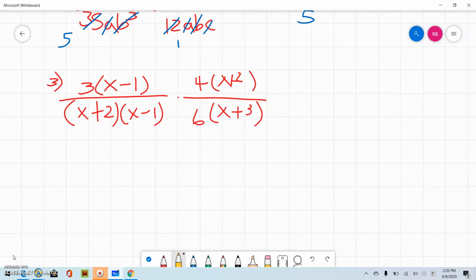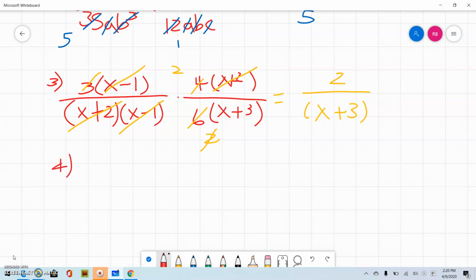So let's cancel. 6 and 3 cancel out, and 2 and 4 cancel out. X plus 2 cancels out with x plus 2. And x minus 1 cancels out with x minus 1. So then on top, only 2 is left, and the bottom is x plus 3.